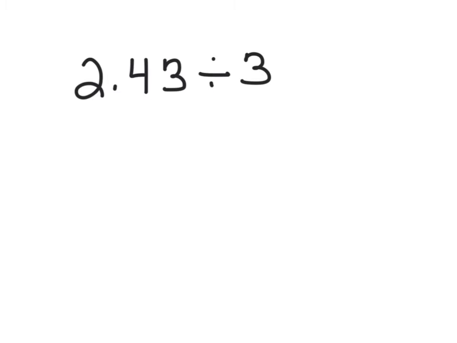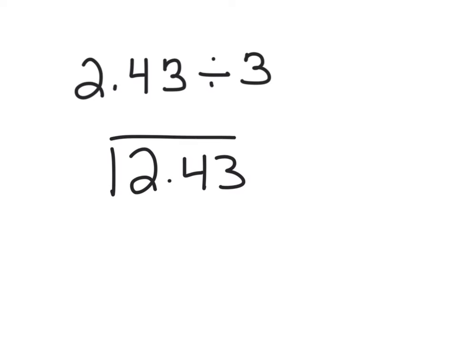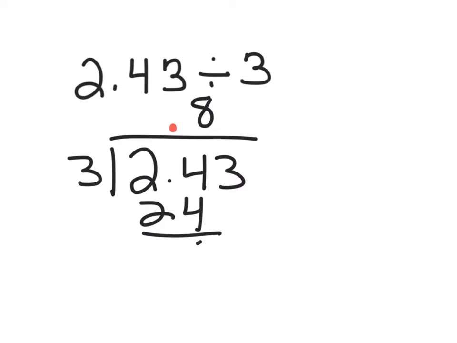Let's take a look at a similar problem. 2 and 43 hundredths divided by 3. I'm just going to write out the division problem this way. And again, the first thing I need to do is deal with my decimal, and I bring it straight up, and then I divide just like normal. And my answer is 81 hundredths.